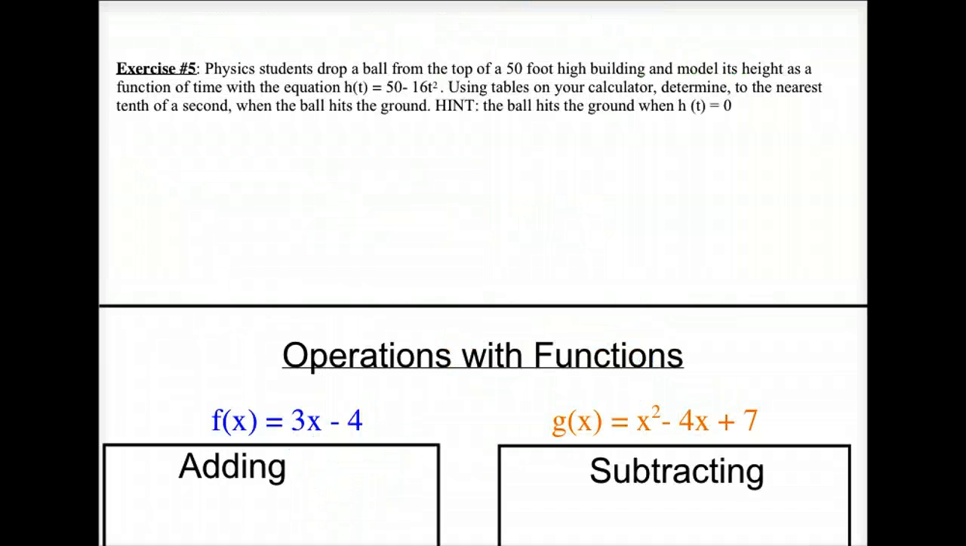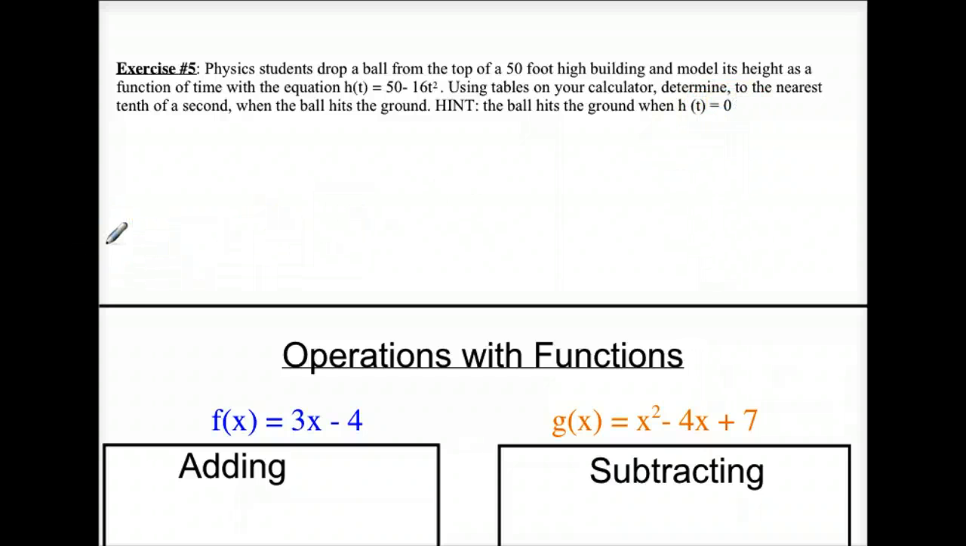Number 5. Physics students drop a ball from the top of a 500-foot high building and model its height as a function of time with the equation h of t is equal to 50 minus 16t squared. Using tables on your calculator, determine to the nearest tenth of a second when the ball hits the ground. Hint, the ball hits the ground when h of t is equal to 0.